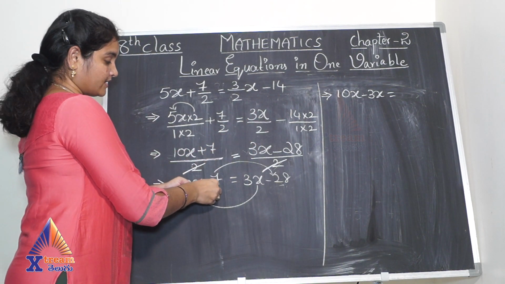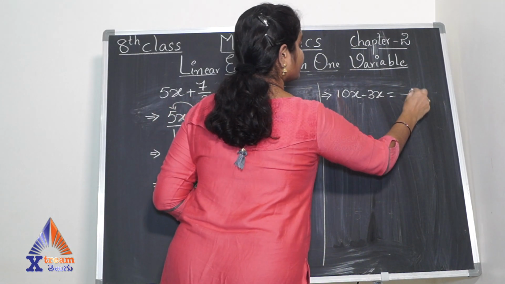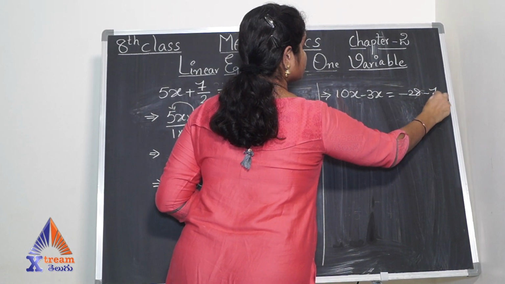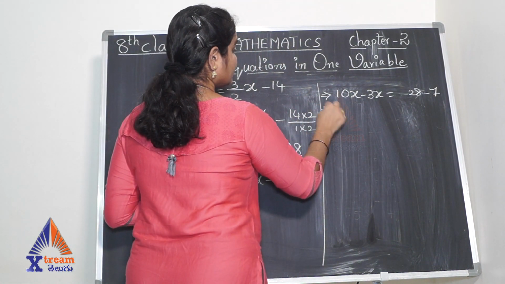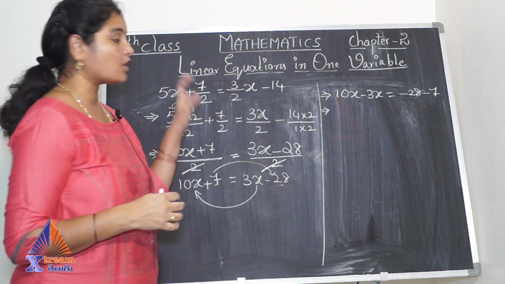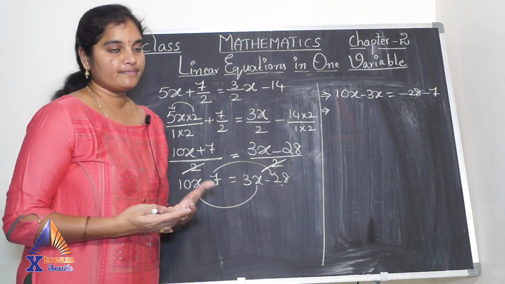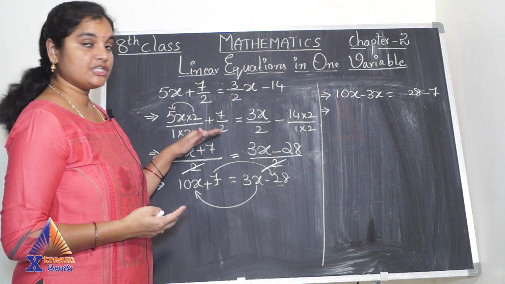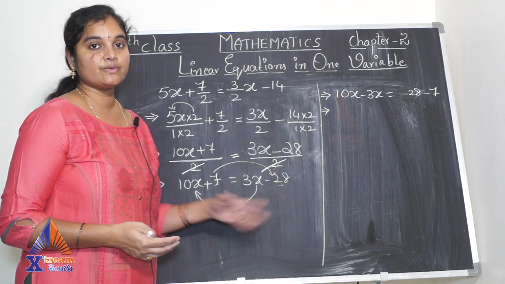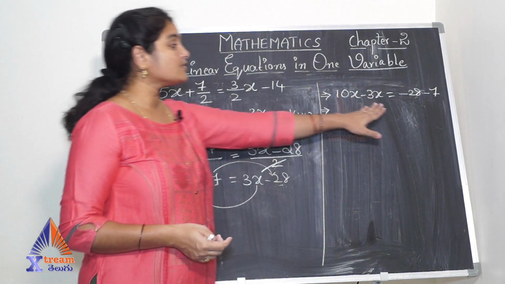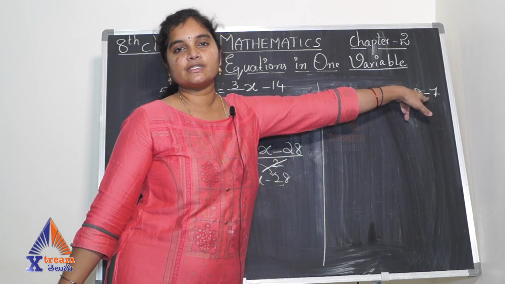Now this plus 7 going to the other side becomes minus 7. Minus 28 minus 7. Now again integers are coming into the picture. See, by solving one problem, how many topics we are covering and how many topics we need to be aware of. We have to be aware of addition and subtraction of unlike terms. We have to be aware of this transposition which we learn in algebra, and we also have to be good at integers because we have two negative numbers here to solve.